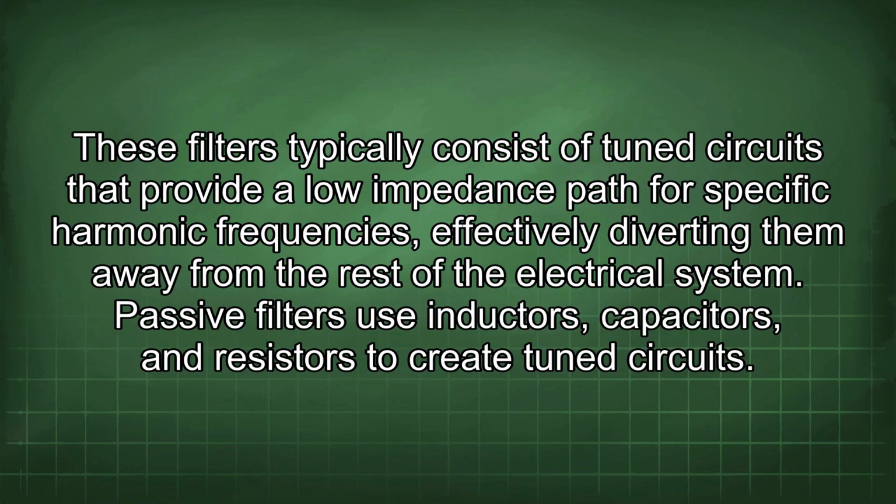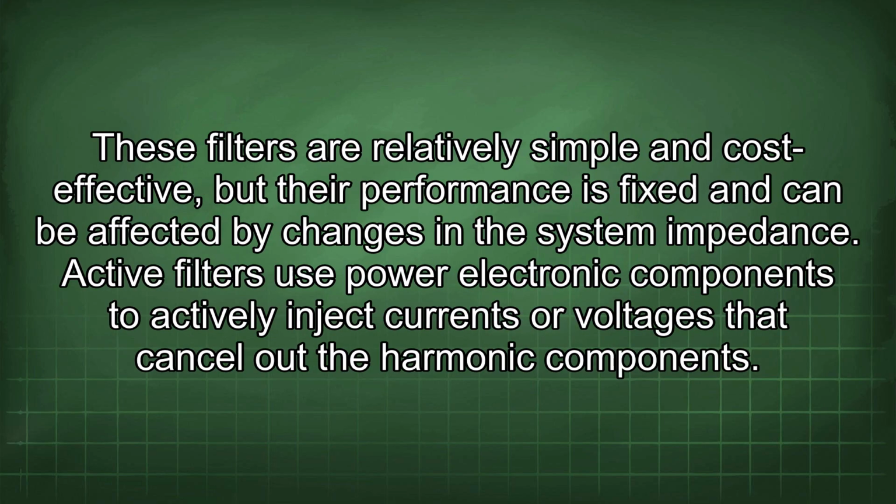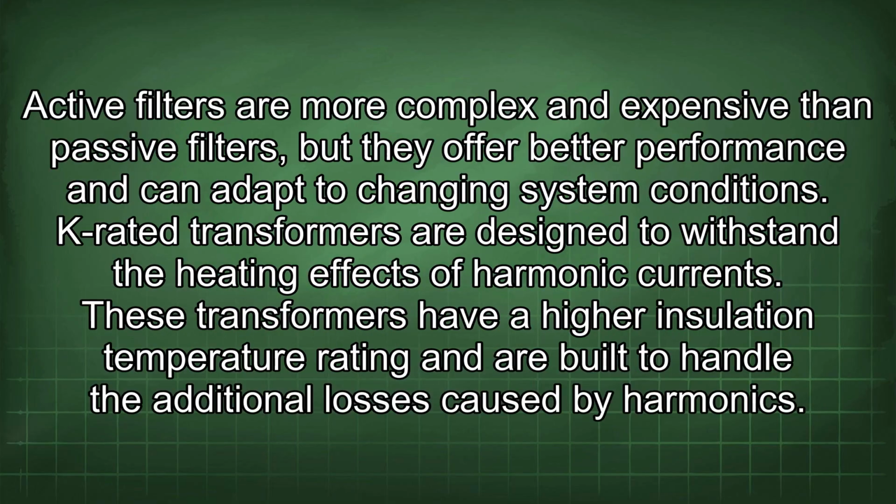Passive filters use inductors, capacitors, and resistors to create tuned circuits. These filters are relatively simple and cost-effective, but their performance is fixed and can be affected by changes in the system impedance. Active filters use power electronic components to actively inject currents or voltages that cancel out the harmonic components. Active filters are more complex and expensive than passive filters, but they offer better performance and can adapt to changing system conditions.